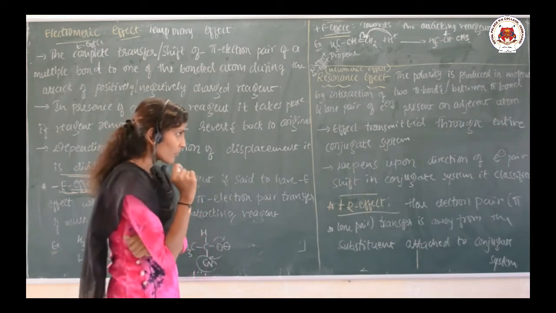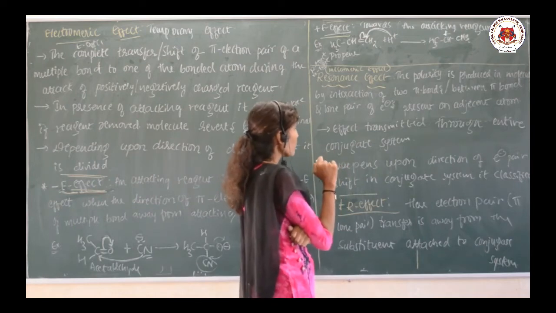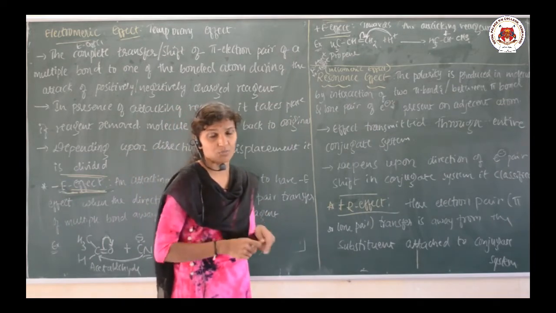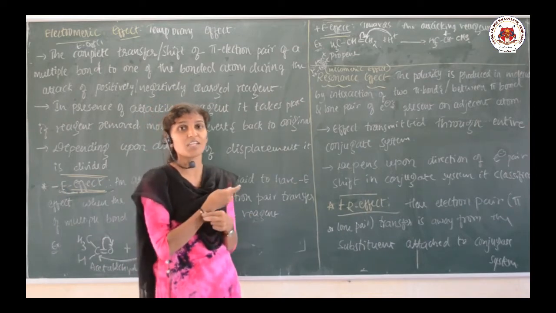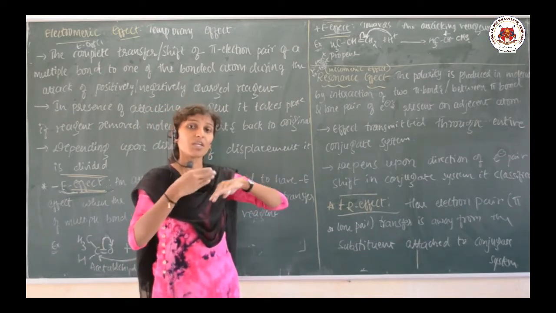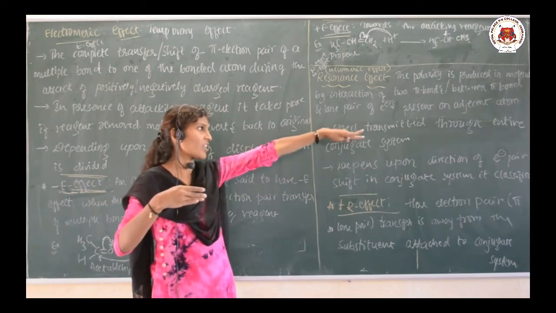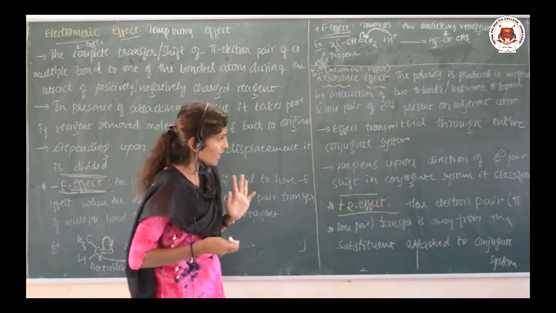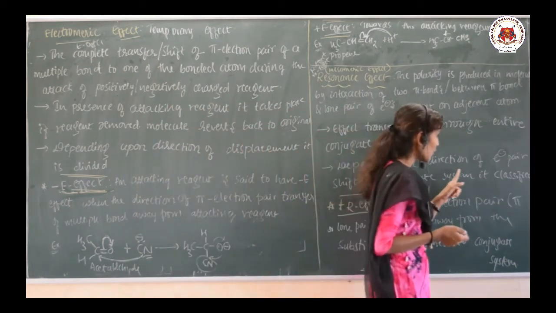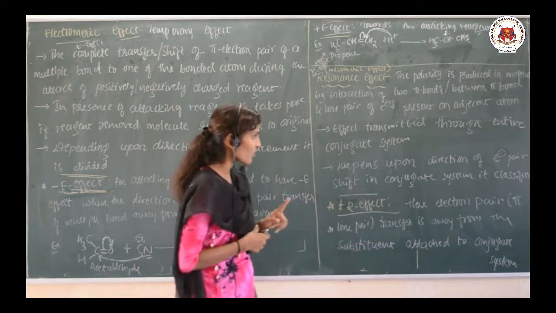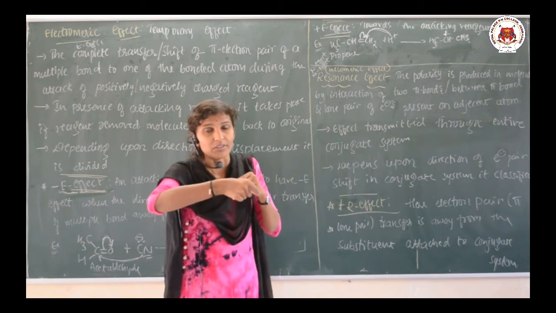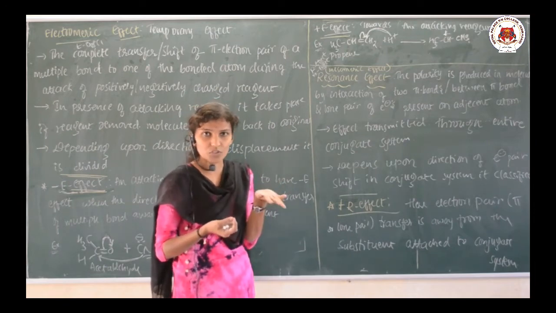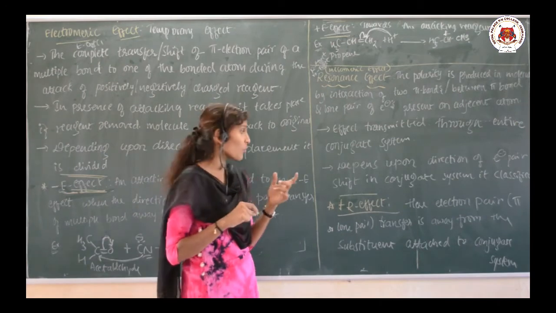Clear? So see here, next few points. This resonance effect is transmitted through the entire conjugate system. Throughout the conjugate system, the resonance effect continues. It will not stop in the middle; it will continue, carried out through the entire conjugate system. Next, it depends upon the direction of the electron pair shift in the conjugate system, whether it is towards the conjugate system or away from the conjugate system.